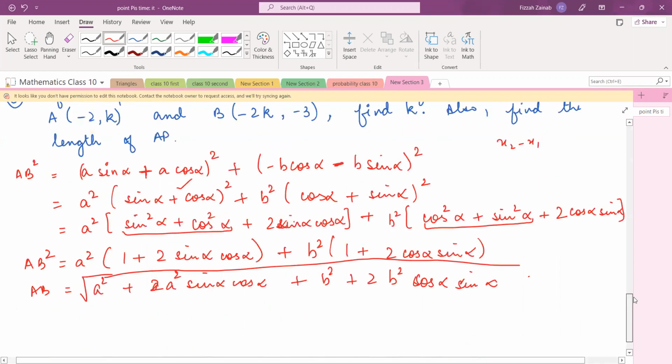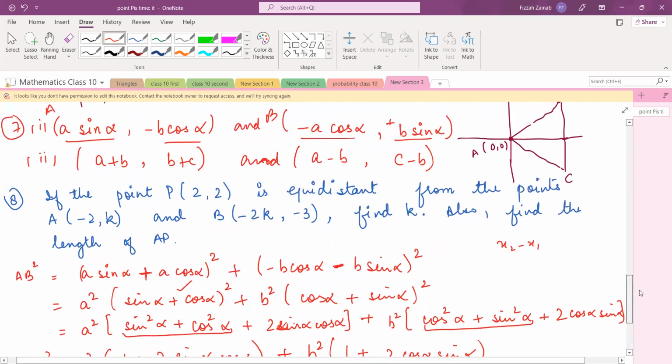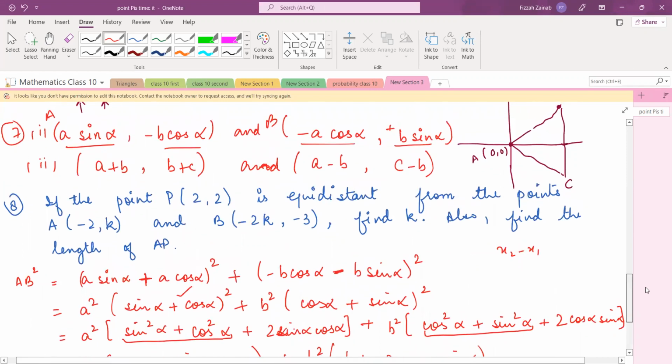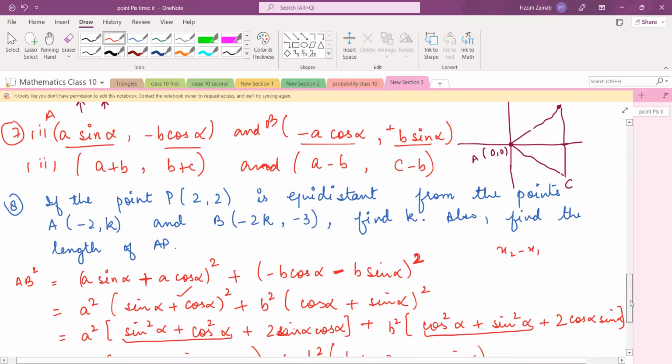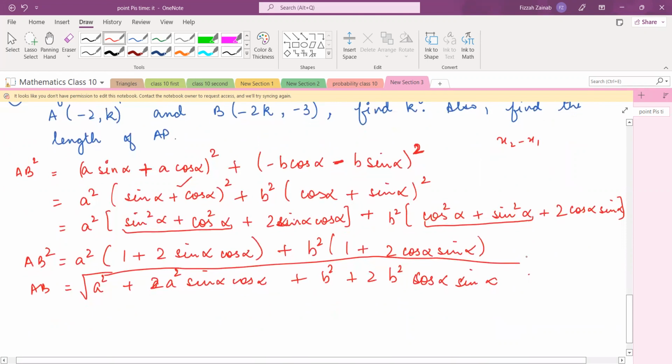So have you seen the next question? 8. Ma'am, in the B square, we should take minus also common, right? Yeah, minus we can take common, but ultimately it is a square. So when you take common and do its square, it becomes plus. Okay, ma'am. Ma'am, can you show the eighth question?